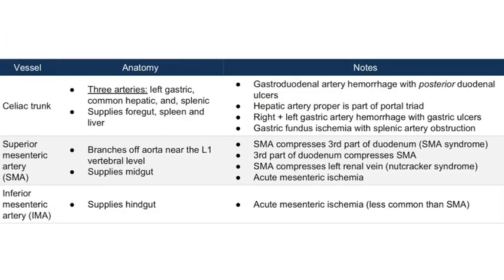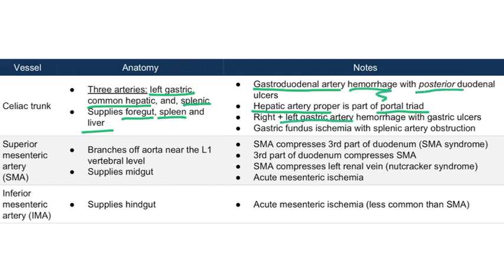Now going back to the table, we've identified these three main branches: the left gastric artery, the common hepatic artery, and the splenic artery. And of course the celiac trunk supplies the foregut, and the spleen via the splenic artery, and the liver via a branch of the common hepatic artery, which is the hepatic artery proper. And if you look to the column on the far right, you can see that the hepatic artery proper forms part of the portal triad within the liver. And a high-yield pearl is that the gastroduodenal artery can hemorrhage with posterior duodenal ulcers.